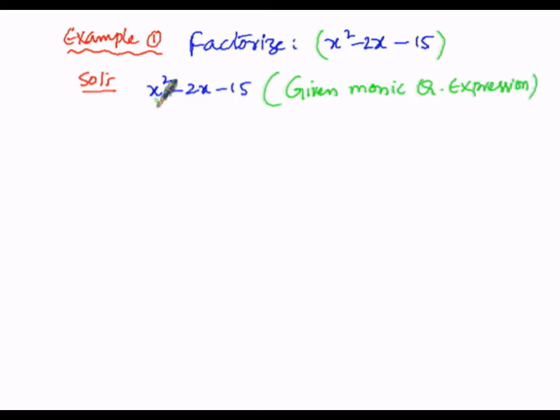Since the coefficient of the second degree term is 1, so we can write the reason: since the coefficient of the second degree term is equal to 1, therefore it is called a monic quadratic expression.